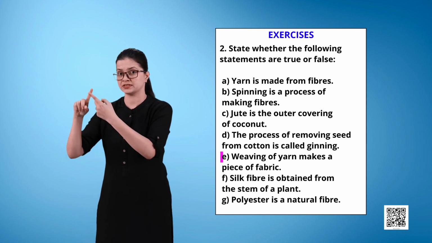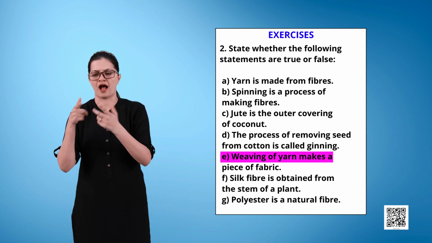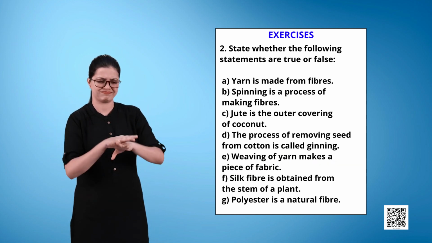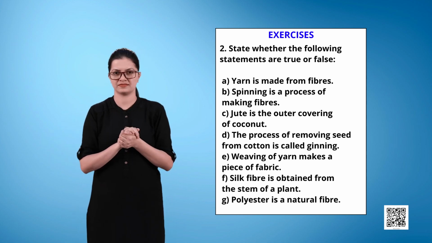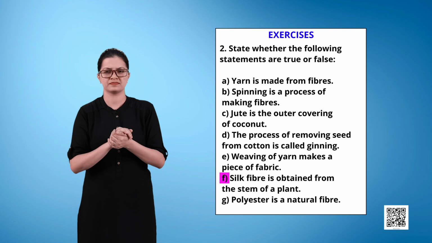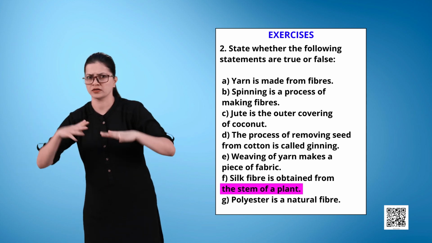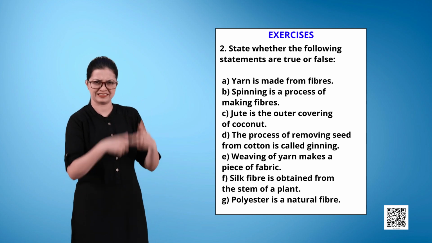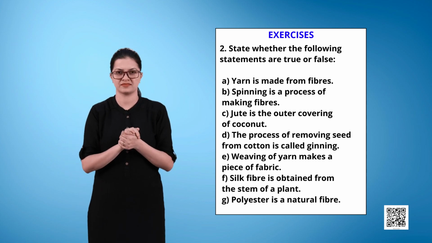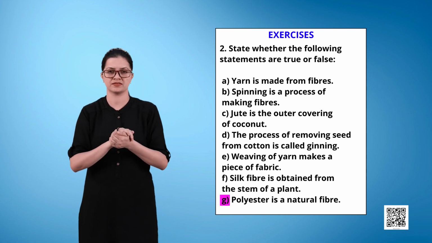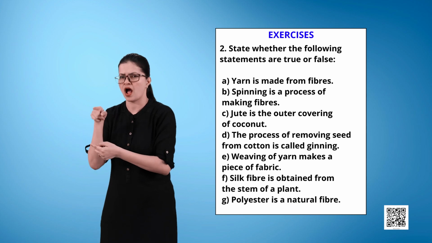C. Jute is the outer covering of coconut. D. The process of removing seed from cotton is called ginning. E. Weaving of yarn makes a piece of fabric. F. Silk fiber is obtained from the stem of a plant. G. Polyester is a natural fiber.